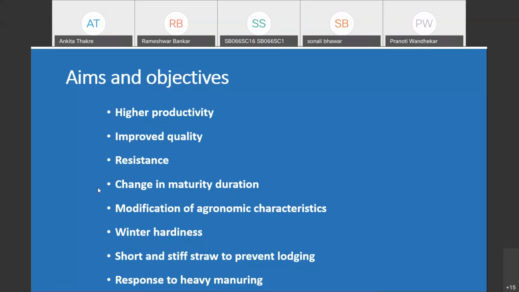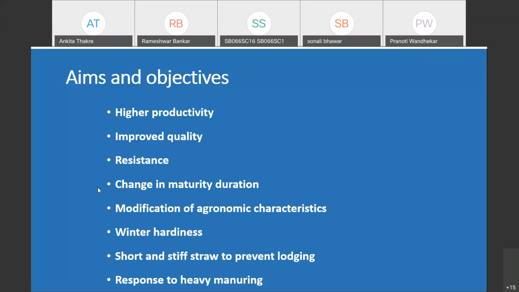First of all, the first one is higher productivity. By using the knowledge of plant breeding, a new crop variety can be produced which has higher productivity. That means the variety produces higher yields of grains, fodder, oil, fiber, and other plant products.